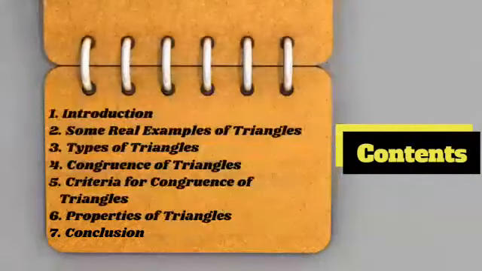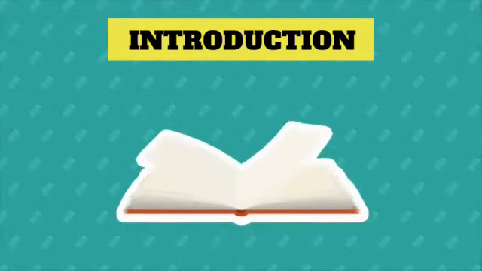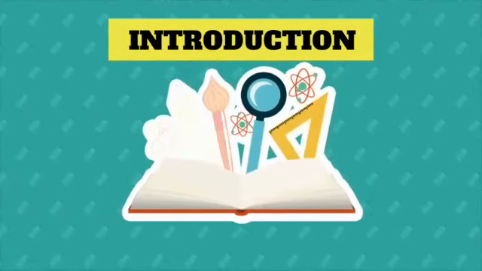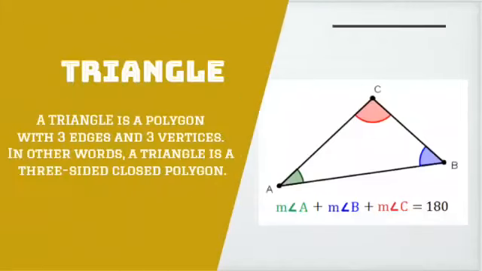This is the outline of the video. So let's start now. What is a triangle? A triangle is a polygon with 3 edges and 3 vertices. In other words, we can say that a triangle is a 3-sided closed polygon in which the measure of all interior angles is equal to 180 degrees.